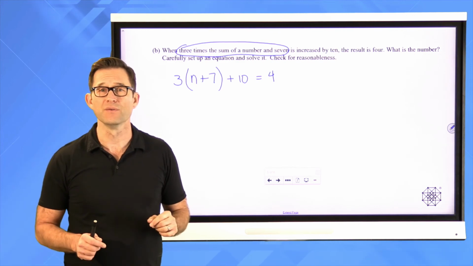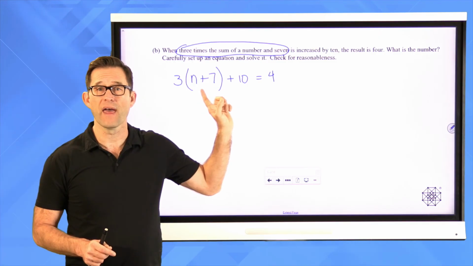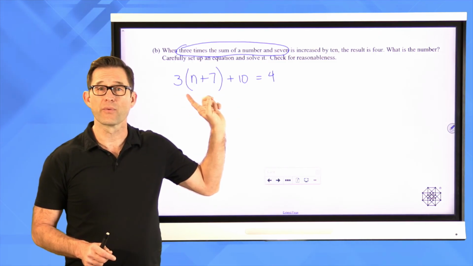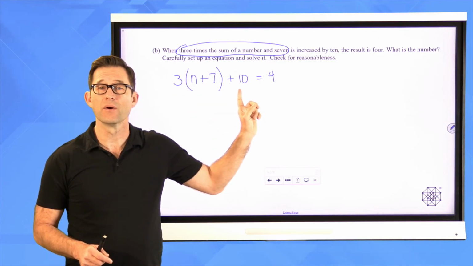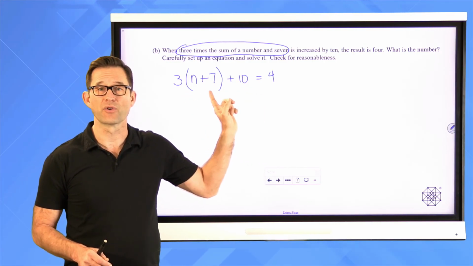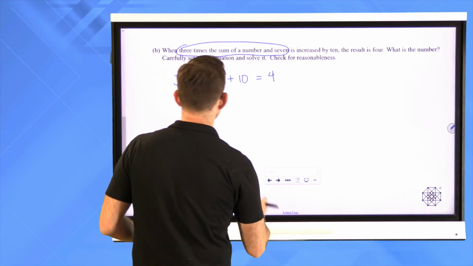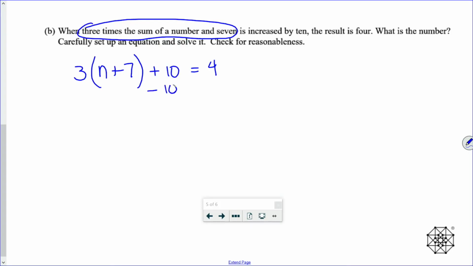And now we can solve it using inverses. We've got 7 being added to n, then being multiplied by 3, and then having 10 added to it. We're going to undo that by subtracting the 10, dividing by the 3, subtracting the 7, and we'll have n all by itself. Let's do it, step by step. Here we go. Subtract 10 from both sides.